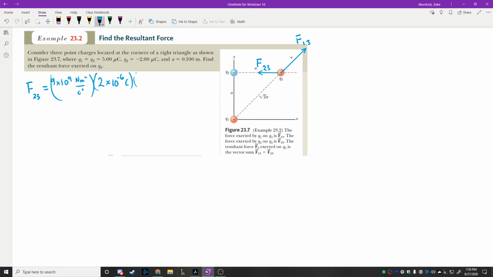And then we're going to get 5 times 10 to the negative 6 for the other one. Coulomb. And we're dividing that by the distance between the two of them. A was 0.1, so it's going to be 0.1 meters squared. Can you guys calculate that for me? I want to do so as well. I got 9 million. Does that sound right to you guys?